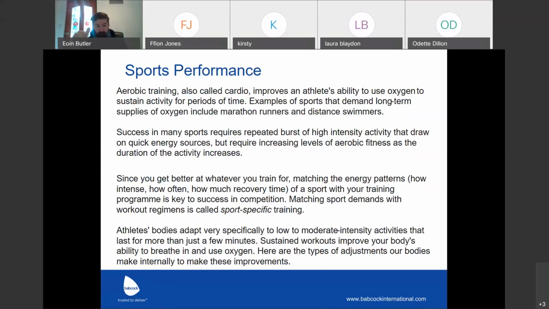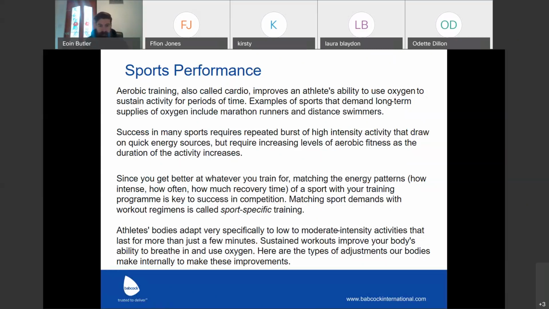Since you get better at whatever you train for, matching the energy patterns, so how intense it is, how often it is, how much recovery time is needed, so matching the energy patterns of a sport with your training program is key to success in competition. So matching sport demands with workout regimes is called sport-specific training. So we think about the sport that the client is doing. If we can replicate that sport within their training, it's obviously called sport-specific training. We're training specifically for that sport.